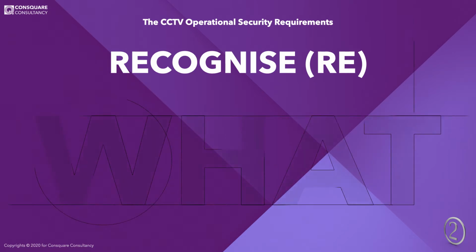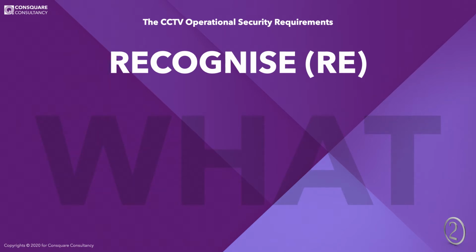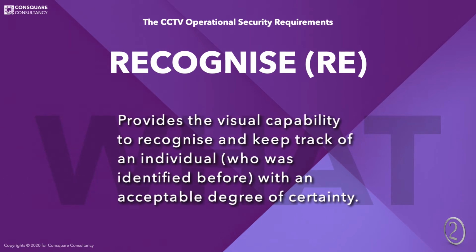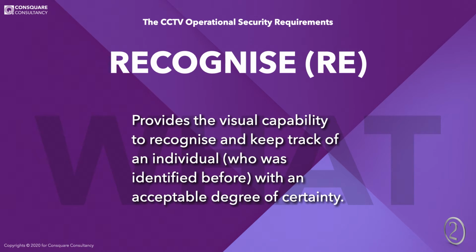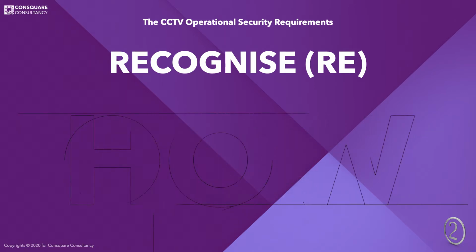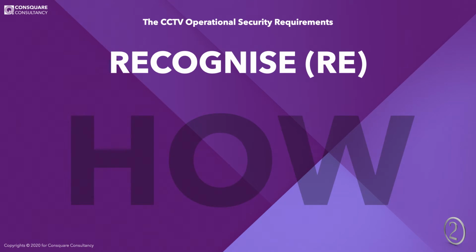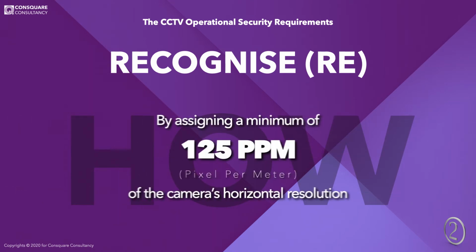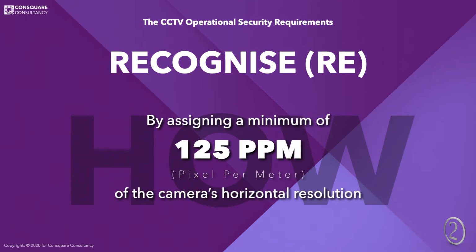What does the recognition camera provide? It provides the visual capability to recognize and keep track of an individual who was identified before, with an acceptable degree of certainty. How do we get a recognition camera? By assigning a minimum of 125 ppm, or pixel per meter, of the camera's horizontal resolution.